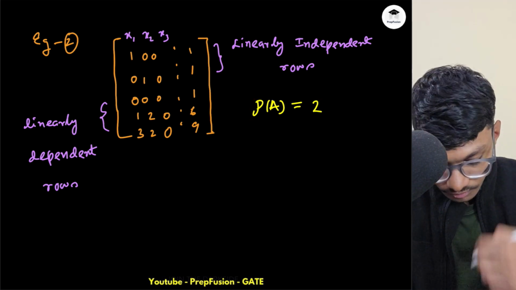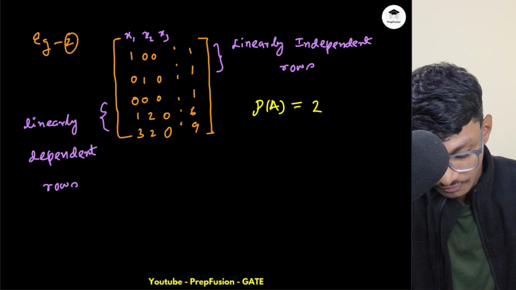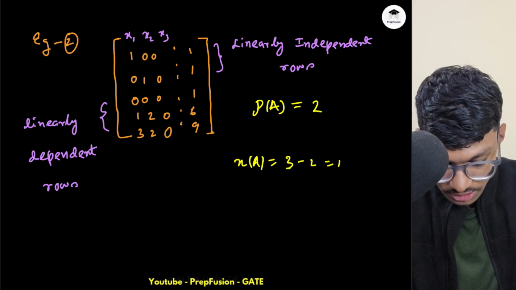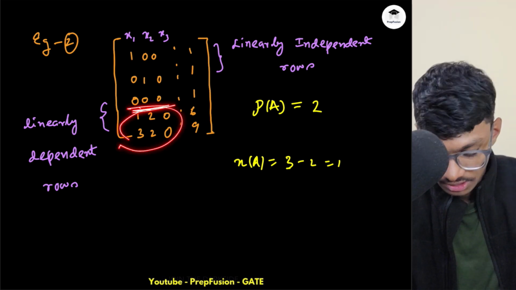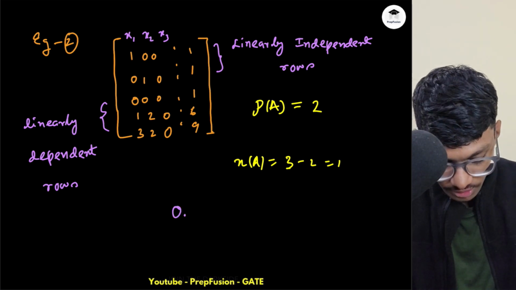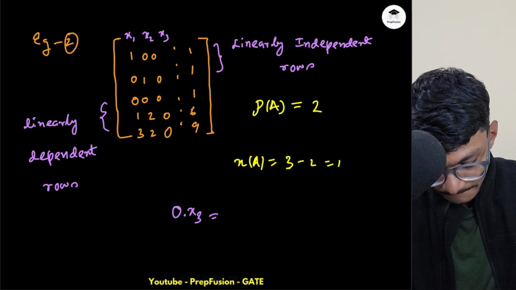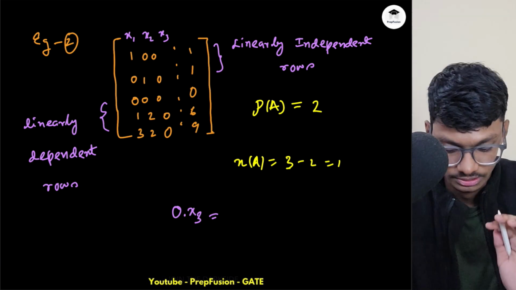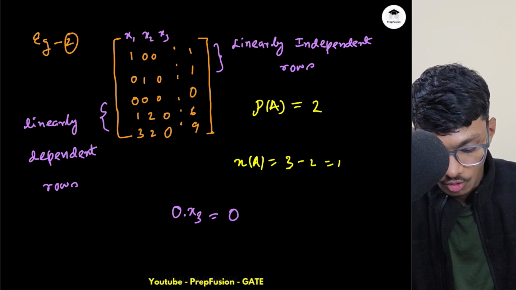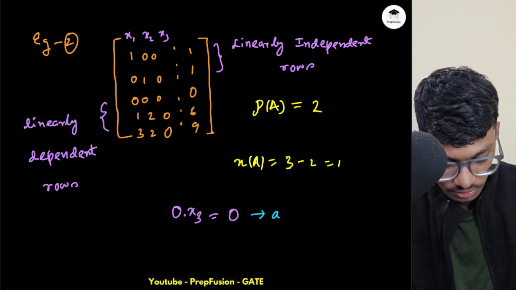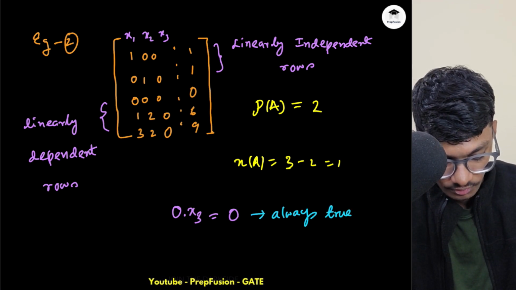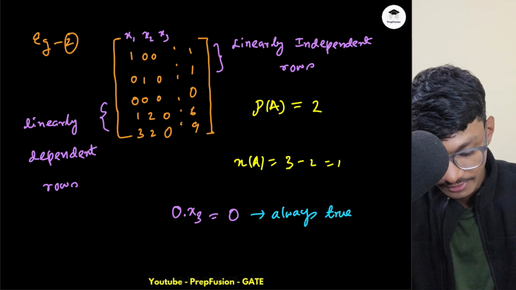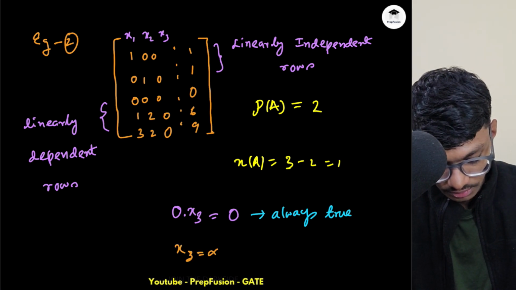So rank is 2. Then what will be the nullity? Nullity is the number of variables minus rank, so 3 minus 2, which is 1. So is the nullity 1 here? Yes, because these will be converted to 0. Hence my x3 is a free variable here, because 0 times x3 equals 0. Okay, I made a mistake over here. This will also be 0, sorry, else we will have no solution. So 0 times x3 equals 0, which is always true. If this is always true, then x3 I can choose anything. So x3 I can choose as alpha. x3 equals alpha.